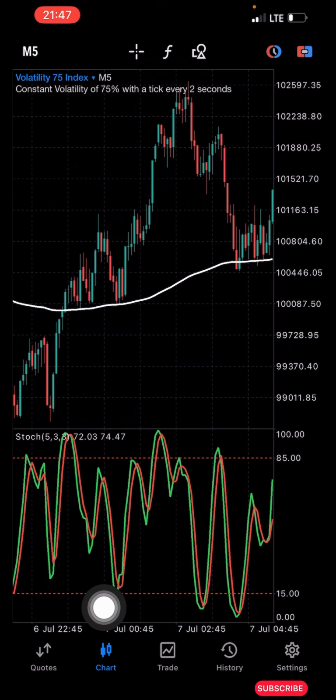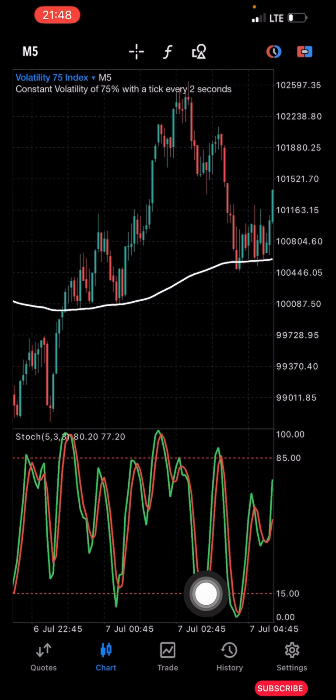You want to make sure that the green line crosses above the red line. Once you see the crossing, immediately you go in for your buy. This is a scalping strategy, and in scalping you don't need to stay in the market for long. Immediately it gets in and the line moves to the overbought level, when the line touches the 85 level, you exit the market. It's as simple as that. Then you wait for the next opportunity to present itself.